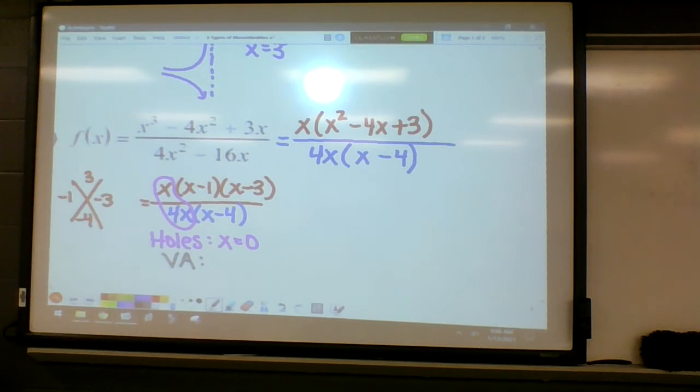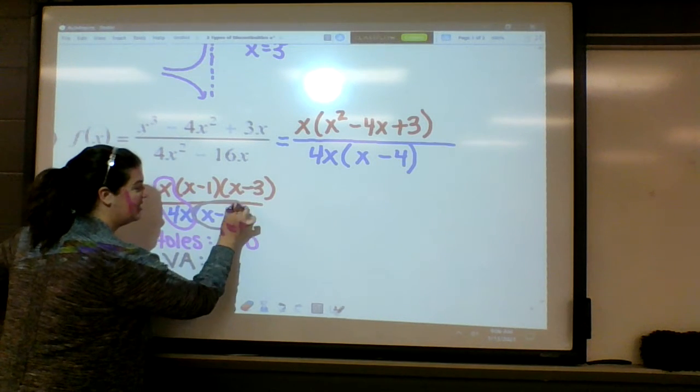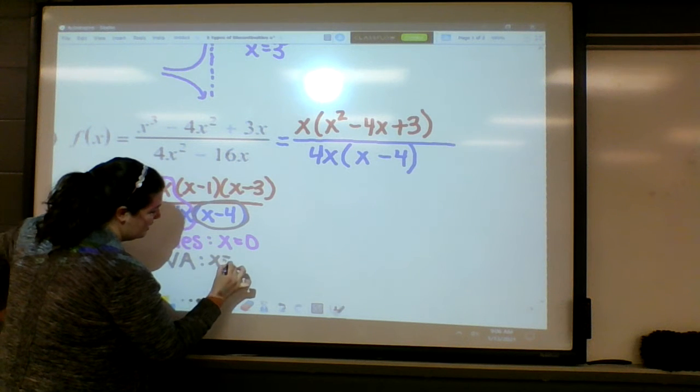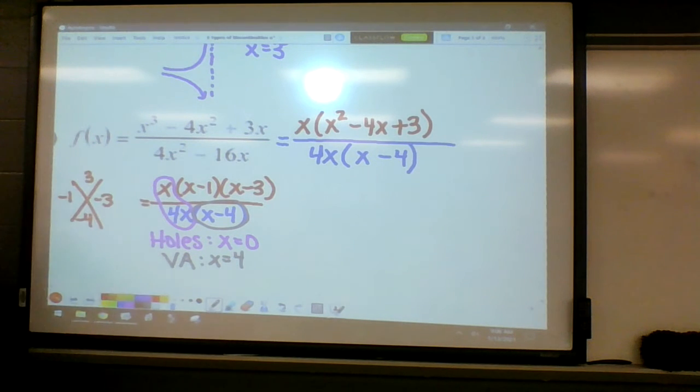Where are the vertical asymptotes going to be? At 4. That's the other one in the denominator that didn't have a match. So vertical asymptote at x equals 4.